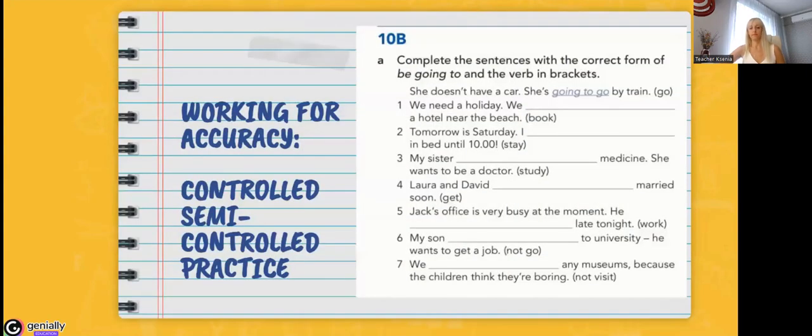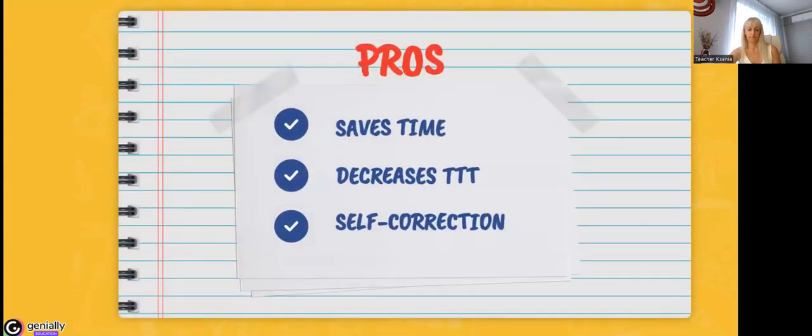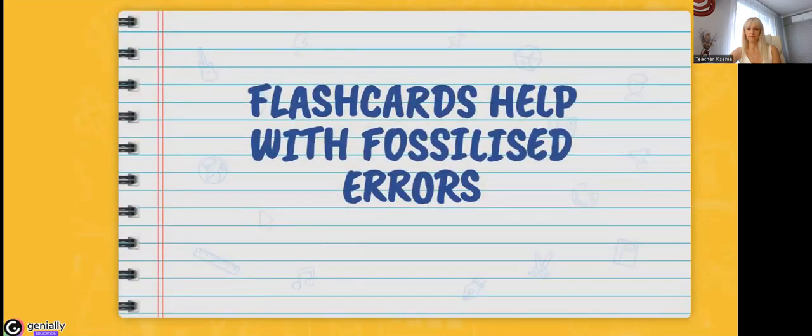Remember that it suits those stages of your lesson when you are working with controlled or semi-controlled practice and your aim is accuracy. In all the other cases, it's better to provide delayed feedback at the end of the task or at the end of the lesson, not to interrupt the student's speech flow. Pluses of flashcards: they save time, they decrease teacher talking time, and they let the students self-correct. Flashcards are also very effective when dealing with fossilized errors.